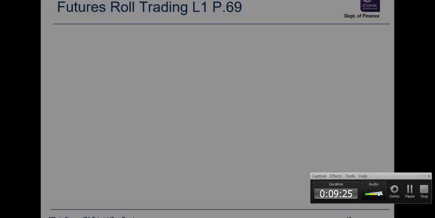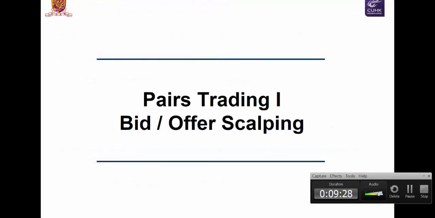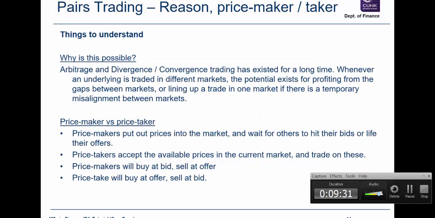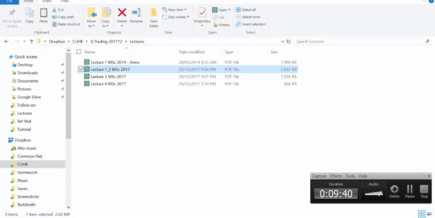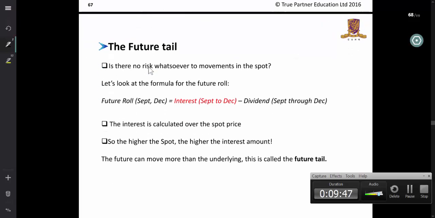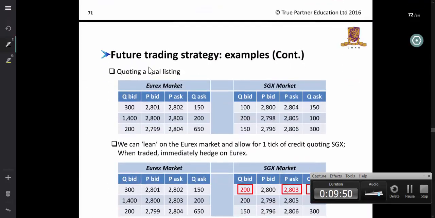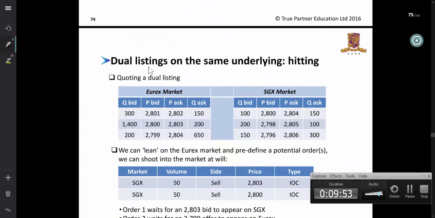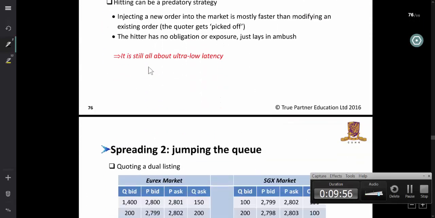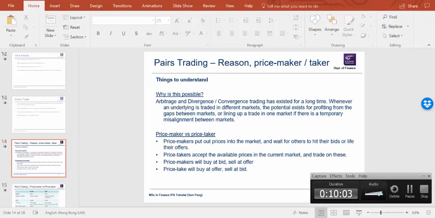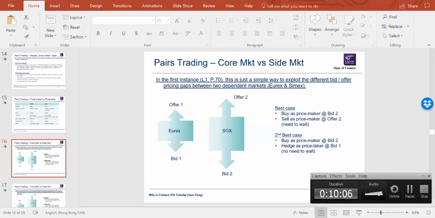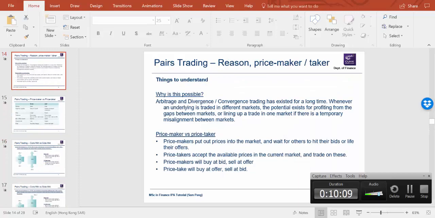Okay, now let me go to pairs trading. I want to give you some context on that. Now this is related to lecture, still on lecture 1, I think. So a little further on, we start talking about pairs trading. Somewhere around about page 70.